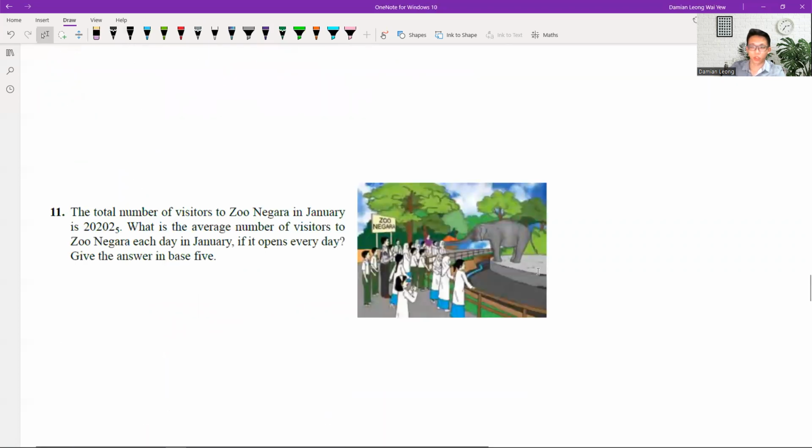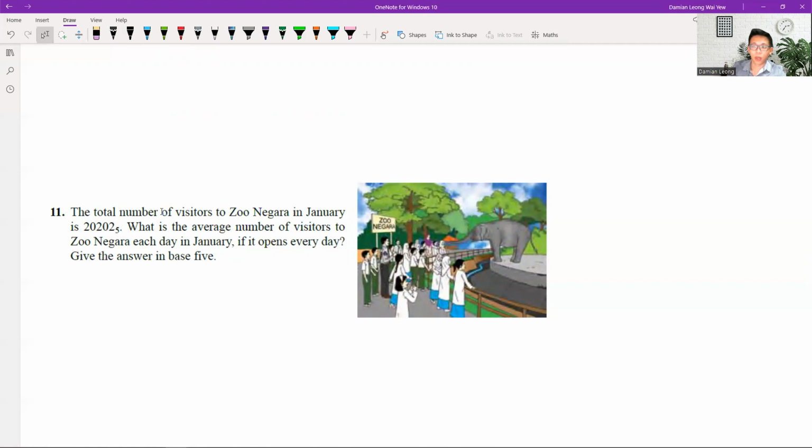Then question 11 here. Total number of visitors to Zoo Nagara in January is 20202 in base 5. What's the average number of visitors to Zoo Nagara each day in January if it opens every day? So January has how many days? January has 31 days.